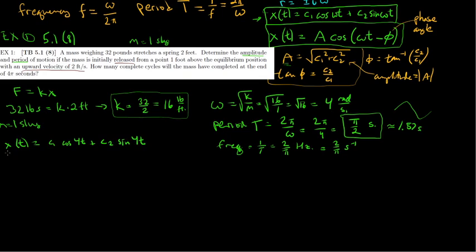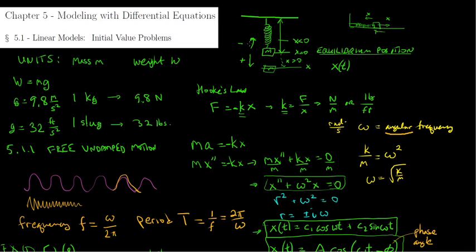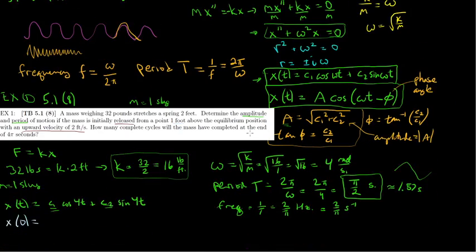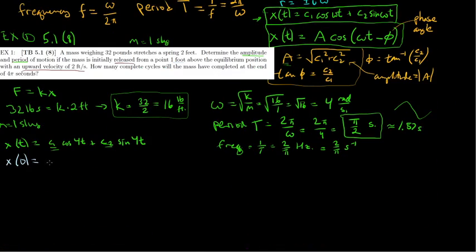Okay. So how do we find C1 and C2? Well, that's based on the initial conditions, and they give us these initial conditions here. So the initial displacement is 1 foot above equilibrium position. So remember, if you're going above, that's going to be negative. That's a negative displacement. So x of 0 is really just negative 1 foot.